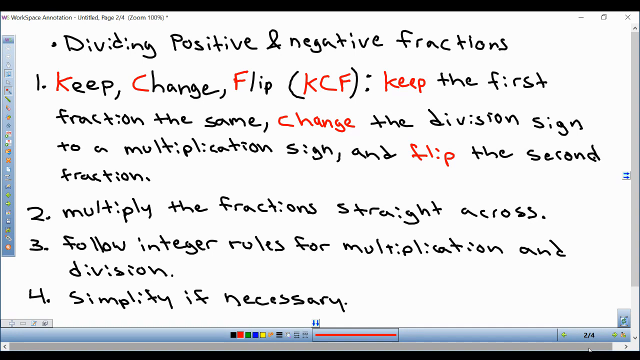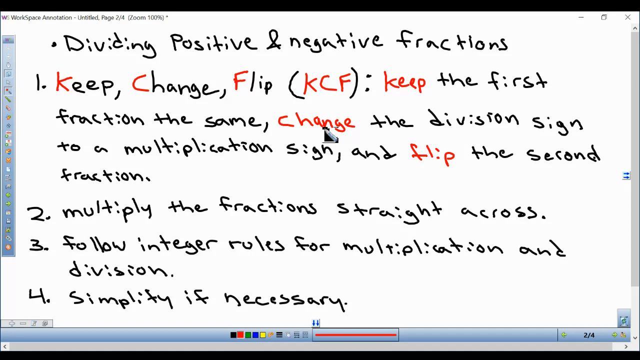When you divide positive and negative fractions, the first thing you have to do is keep, change, flip. Notice the K, the C, and the F, those are in red, because that's the acronym we're going to use, KCF. Keep, change, flip. So the first thing we want to do is keep the first fraction the same. Don't touch it, don't change it, leave it the same.